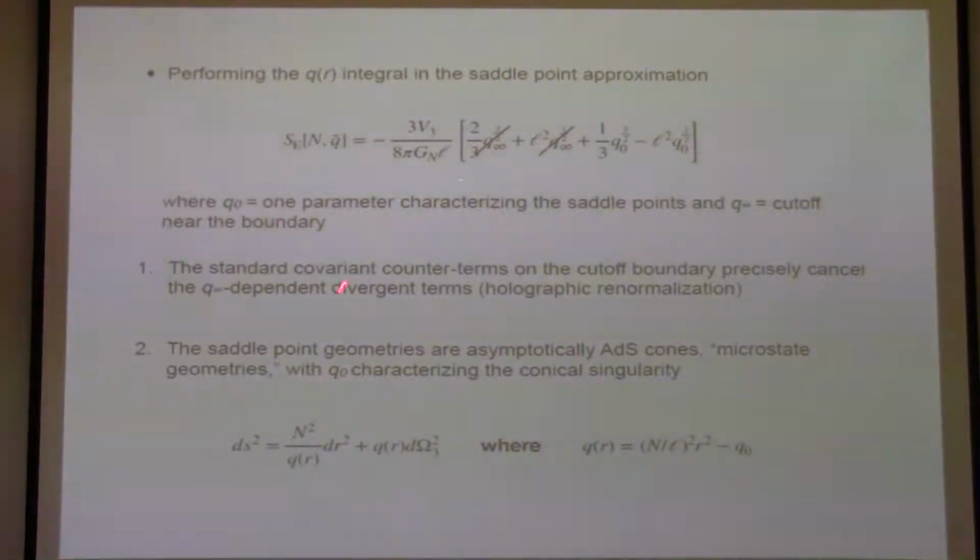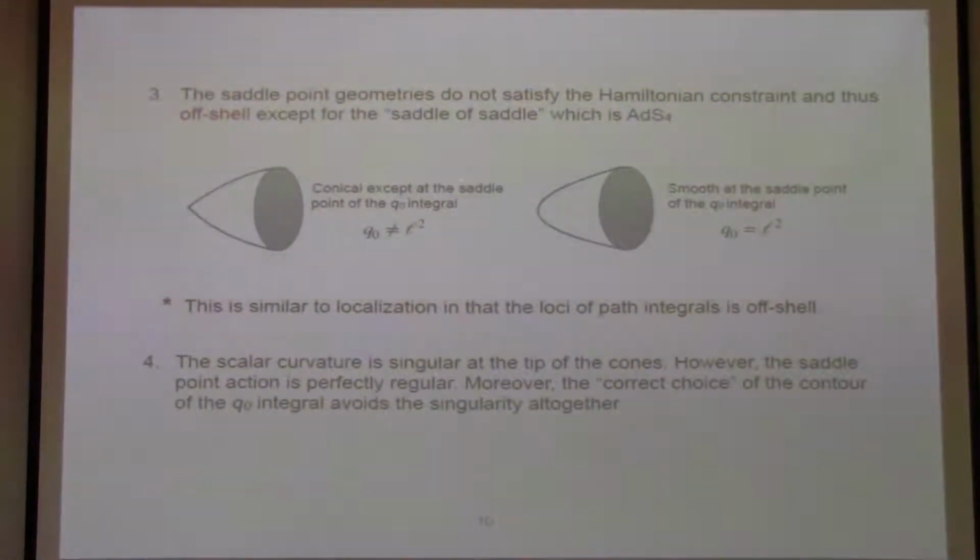Okay, so now I mentioned what the saddle point geometries are. This is the saddle point solution. It's super simple because it's just a linear potential action. And this is our saddle point geometry, and it looks like this. For a generic value of this one parameter Q naught, it's conical. But there's a special value of Q naught in which this geometry becomes smooth, and this is actually AdS.